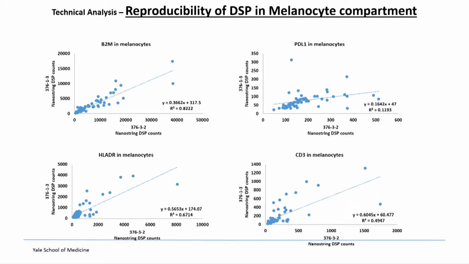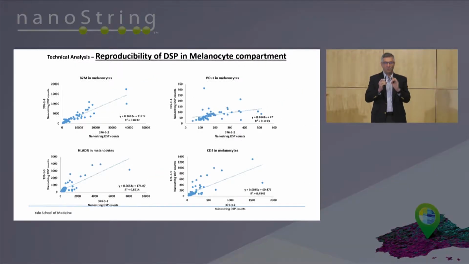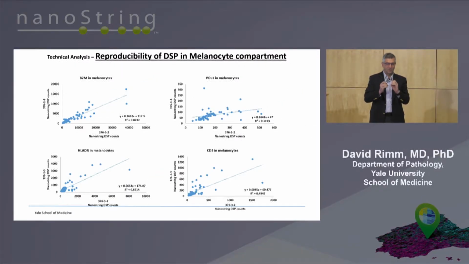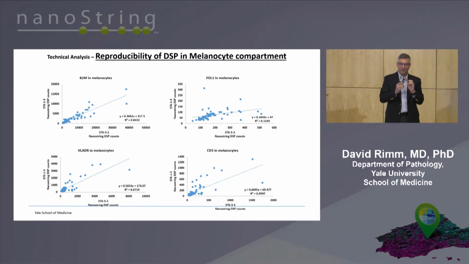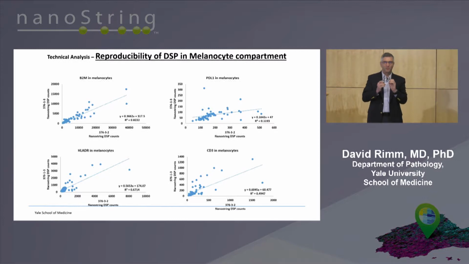And so the fact that we have regressions of beta-2 microglobulin in the range of 0.82 is pretty amazing. Even if we're not looking at each individual cell, what we're looking at is highly reproducible in beta-2 microglobulin and HLA-DR, and in CD3 to a slightly lesser extent. But look at the PD-L1 in the melanocytes again. Kind of weird.